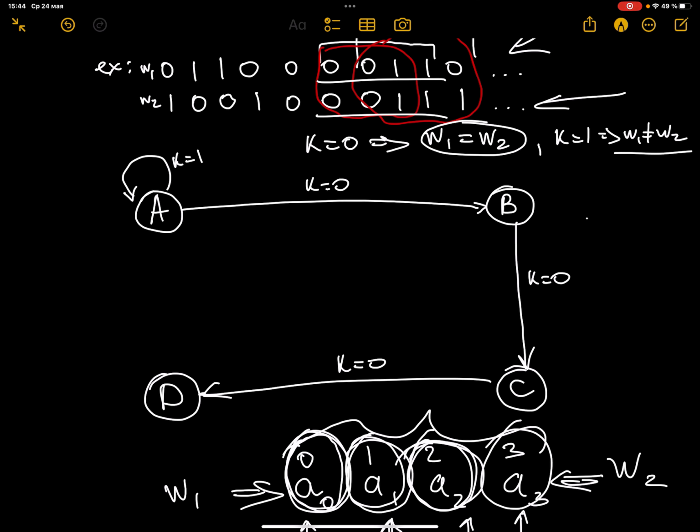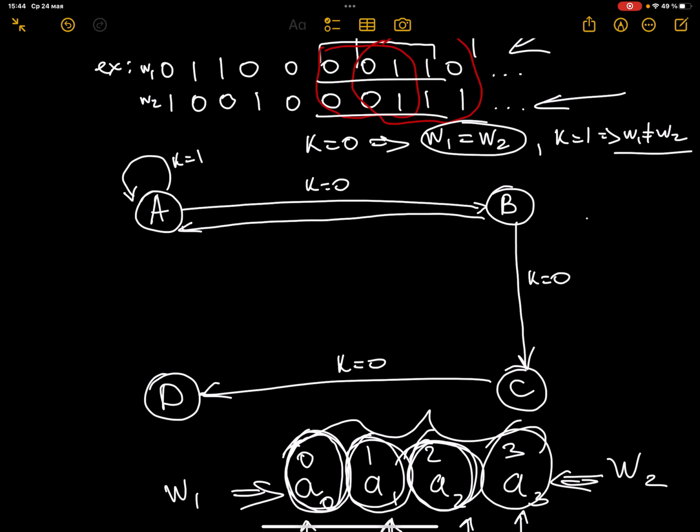So there is a question. If the second bit of W1 and W2 is, let's say, different, and K is 1, what happens? We go again to the first case. We again look at the first bit, because we will crash the 4 consecutive same bits.